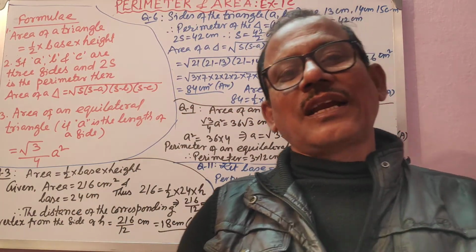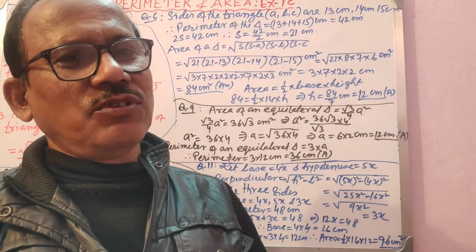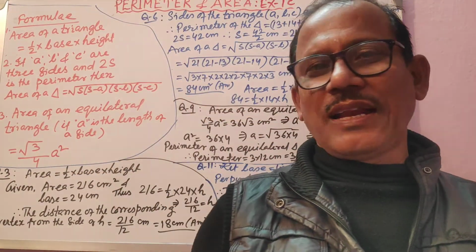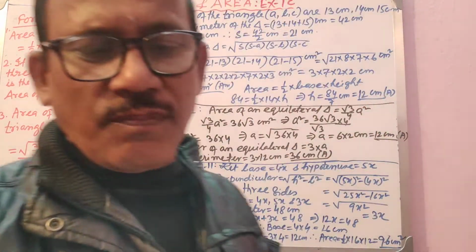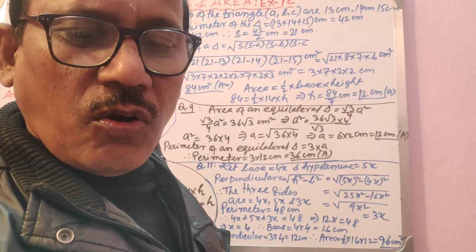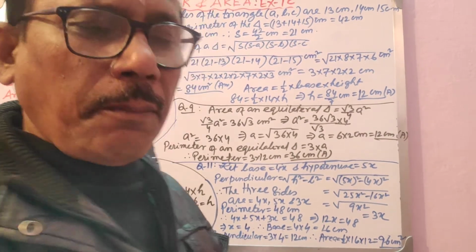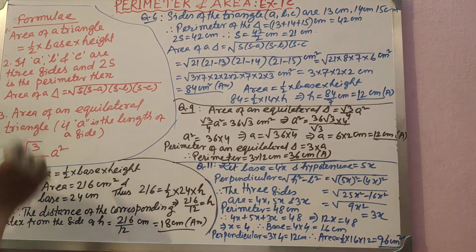And for an equilateral triangle, you have a different formula, which is root 3 by 4 a square, if A is the side. Let us talk. First I will emphasize all the formulas.